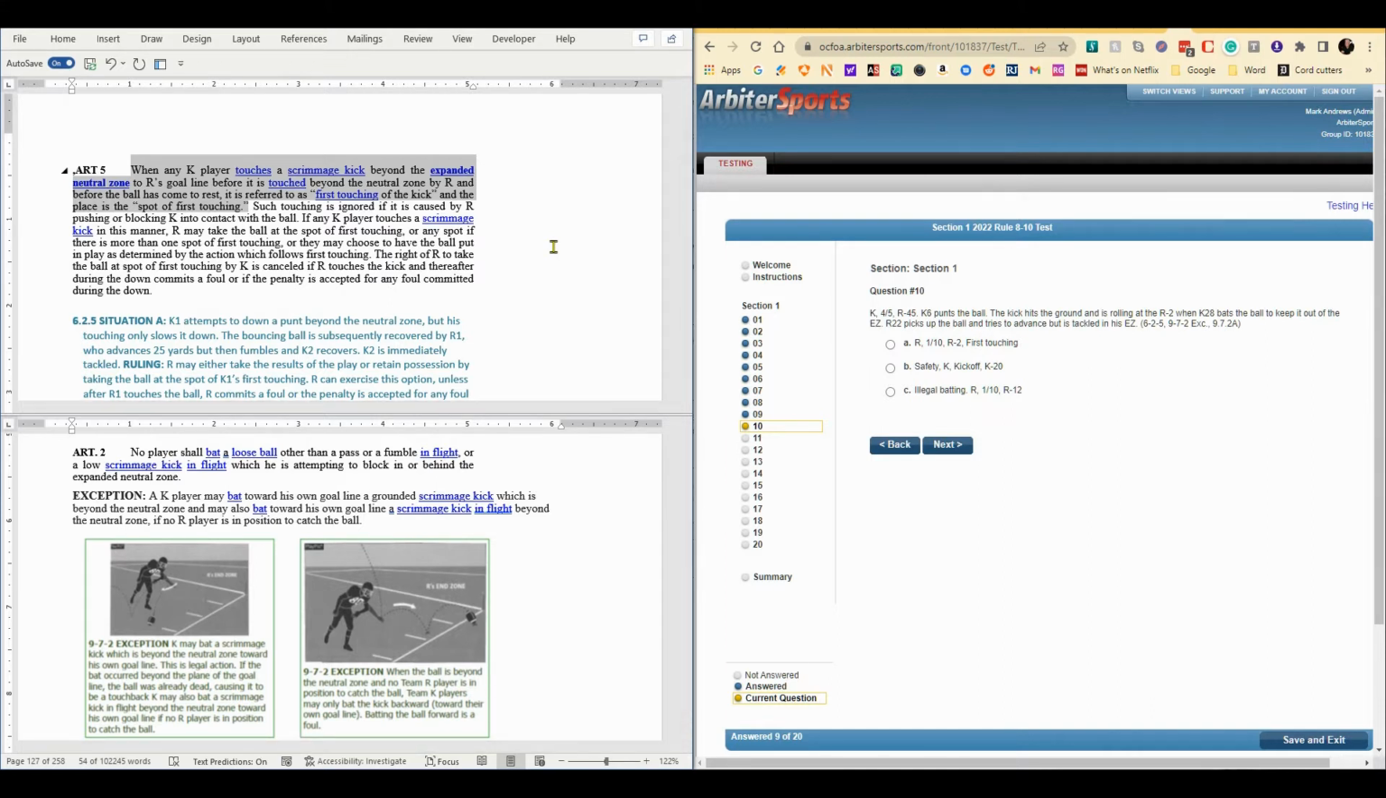So basically, because R is tackled in his end zone, they're not going to take the result of the play. They are going to take the ball at the spot of first touching, which was the 2. So the answer is A: R first and 10 at the R2, spot of first touching. Don't screw this one up.